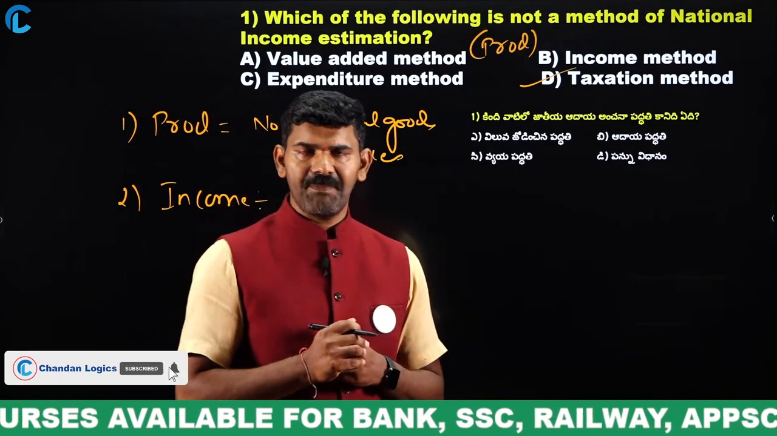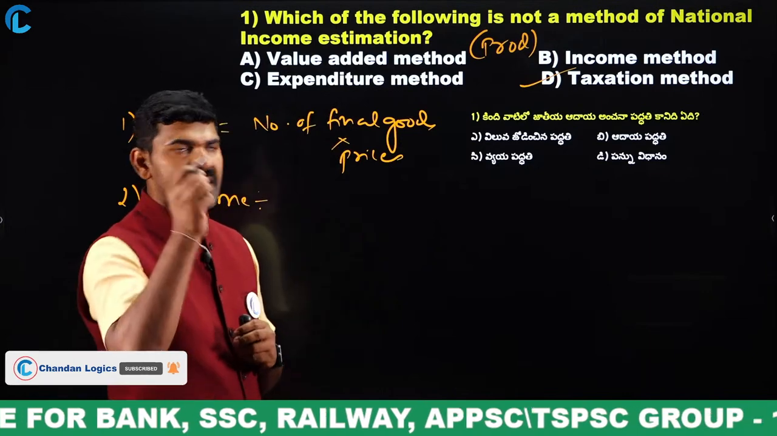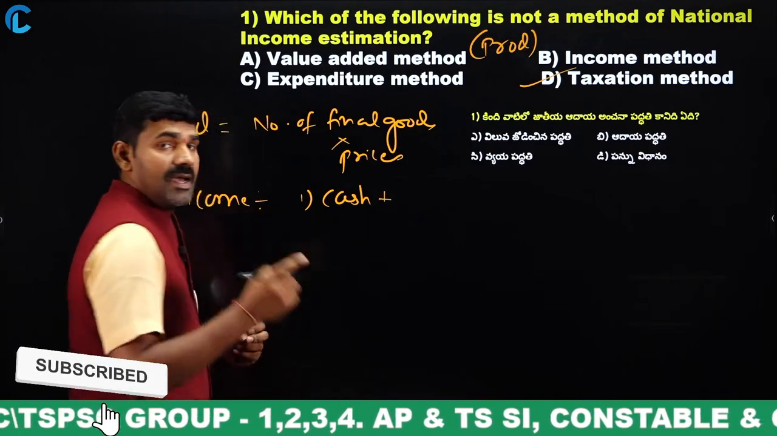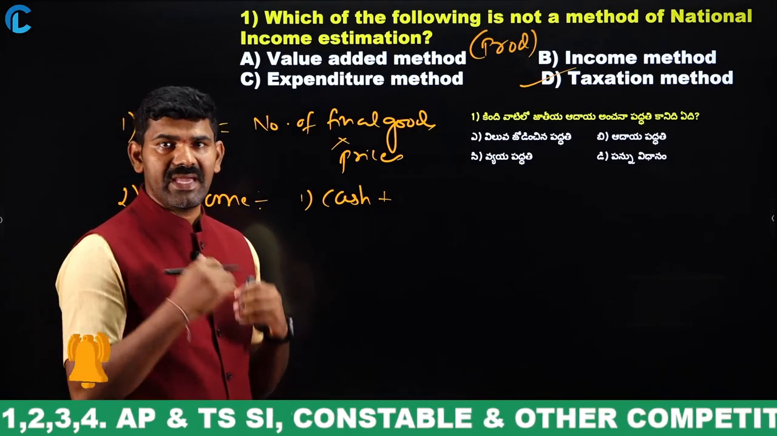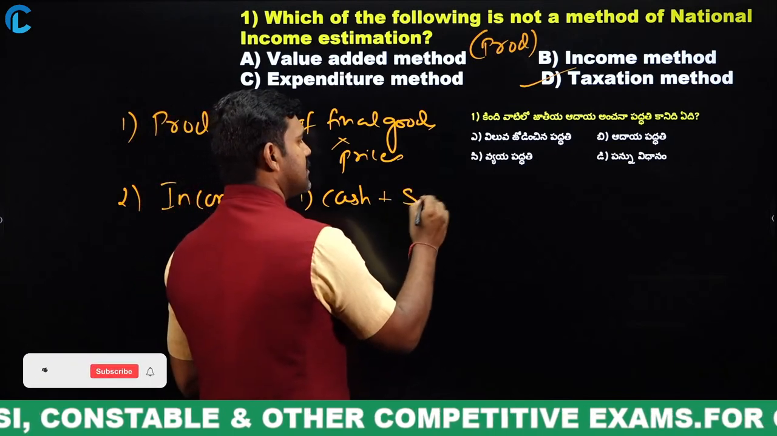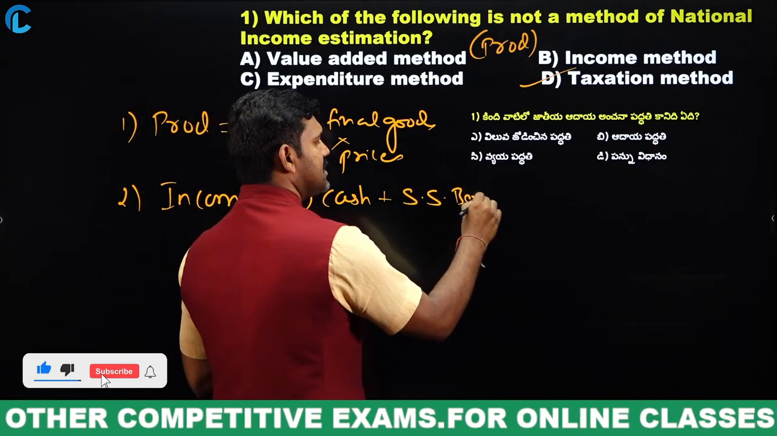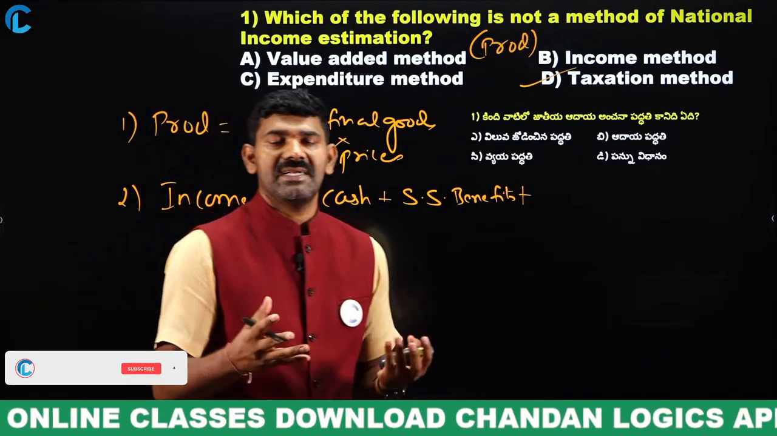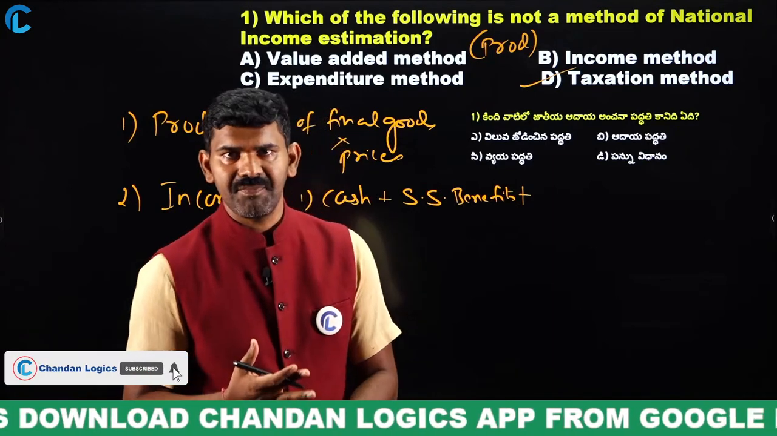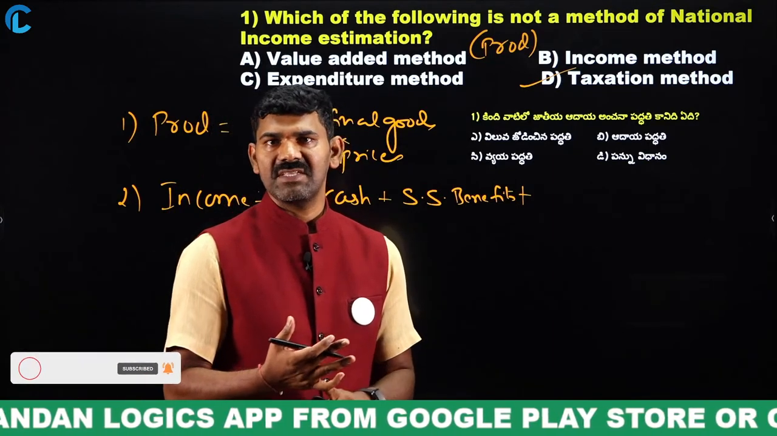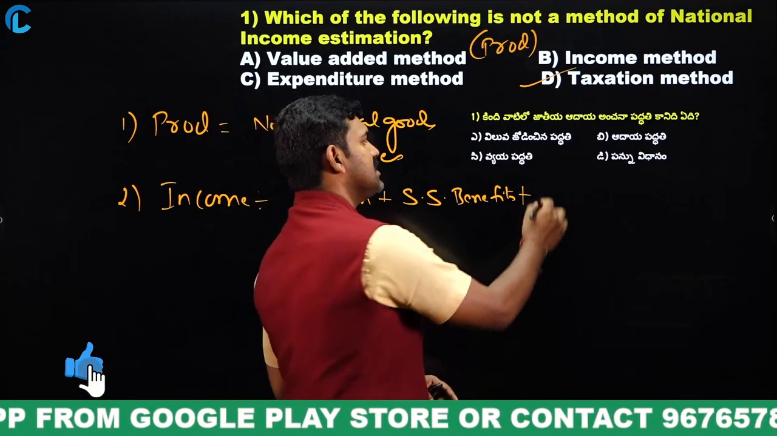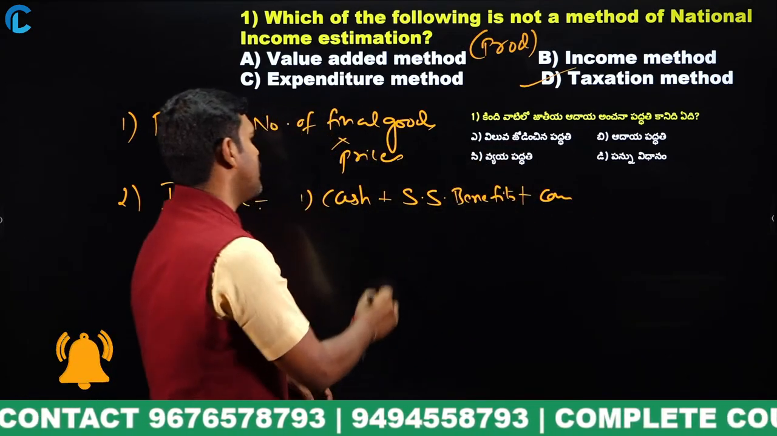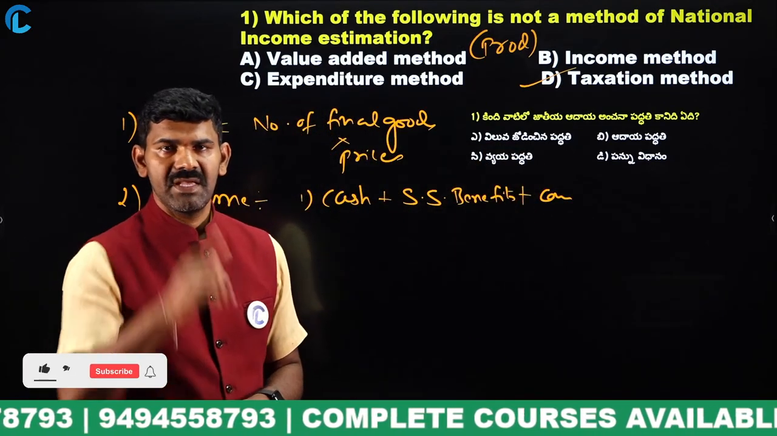Now, when you come to the salary part, it can be of different types, okay? It can be a cash component, okay? Along with the cash component, I also get certain social security benefits, okay? In addition to the social security benefits, I may also get certain other things, such as I may be provided with food, I may be provided with coffee, I may be provided with some coupons, okay. All this part can be the salary of a person, right? This is one method.